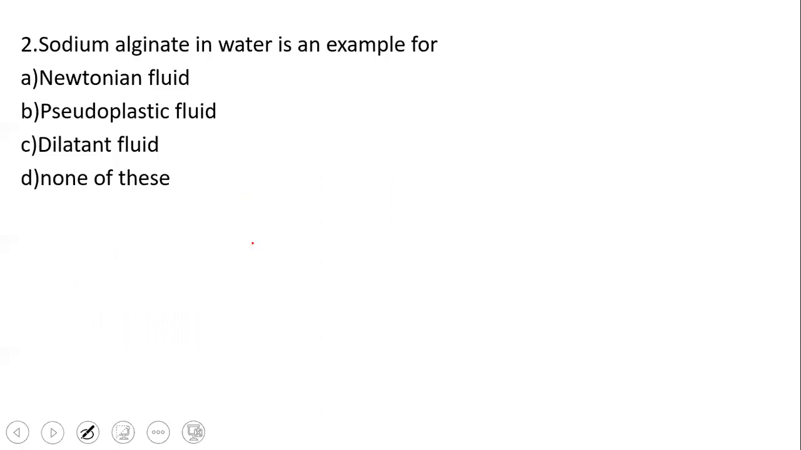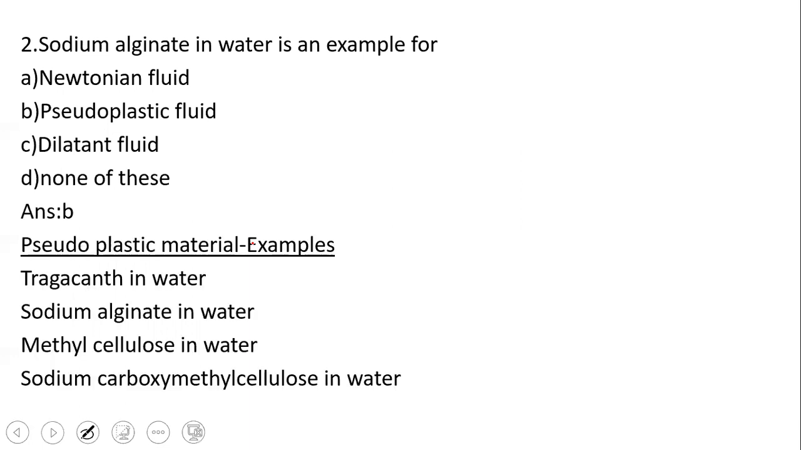Next question. Sodium alginate in water is an example of option A, Newtonian fluid, option B, pseudoplastic fluid, option C, dilatant fluid, option D, none of these. Sodium alginate in water is an example of a pseudoplastic fluid. Other examples of pseudoplastic material are tragacanth in water, sodium alginate in water that we discussed, methyl cellulose in water, and sodium carboxymethyl cellulose in water.